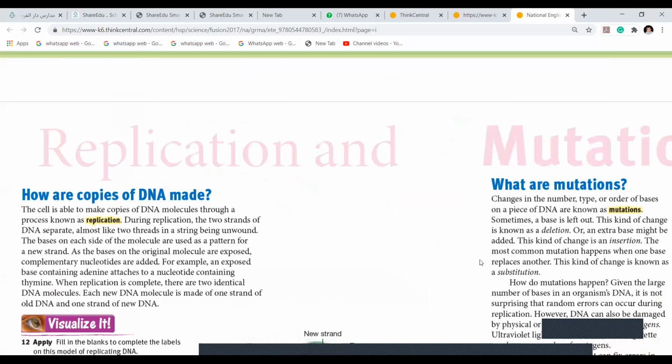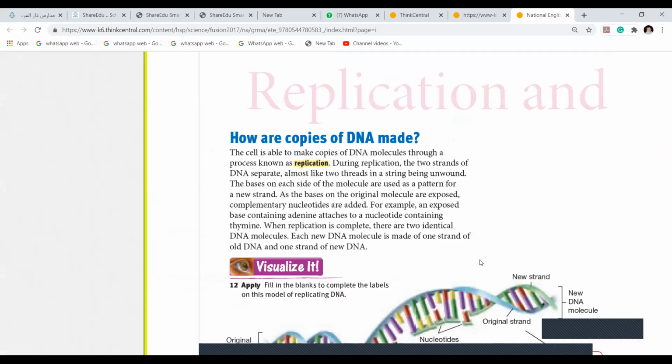Okay, so grade 6 girls, we will continue the lesson DNA and its function. Yesterday you saw the video where I showed how, step by step, the DNA is copied. And that is when they copy before the cell division.